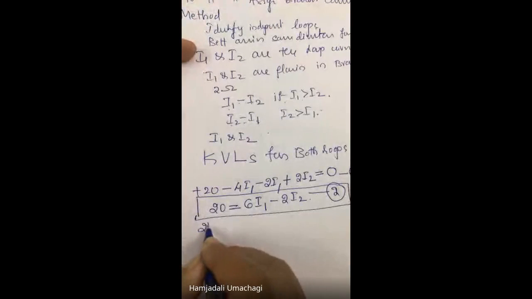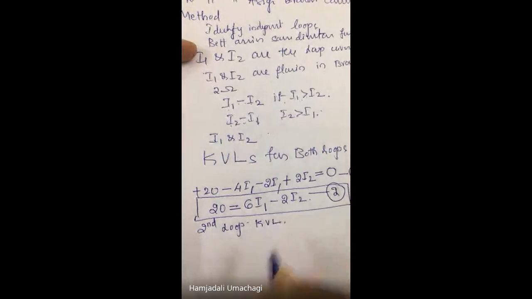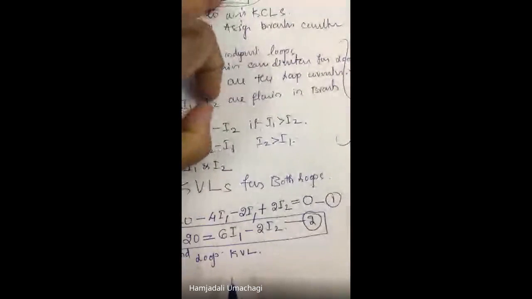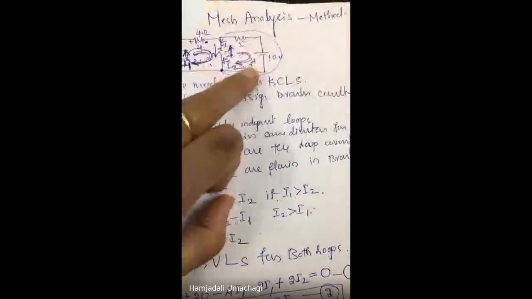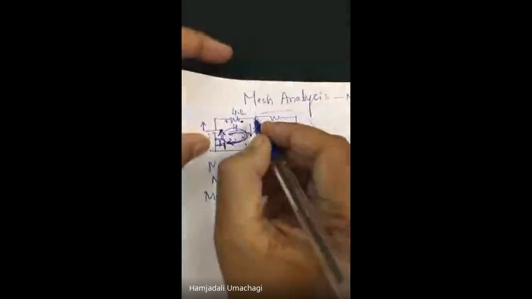Similarly, I will write the loop equation for the second loop, KVL for the second loop. Here also, I am moving in a clockwise direction. In this loop, I am moving in a clockwise direction. I will start with the point.